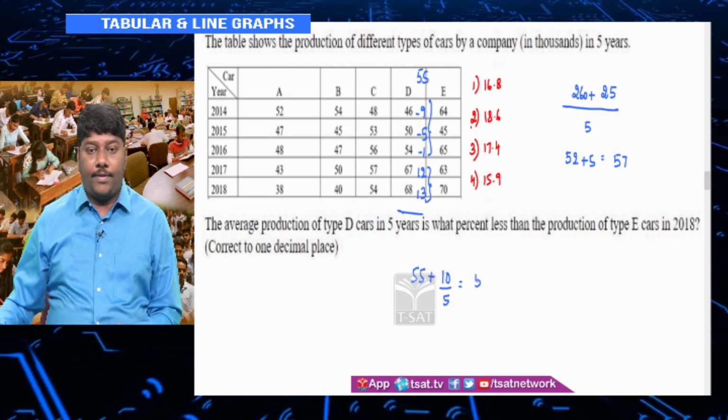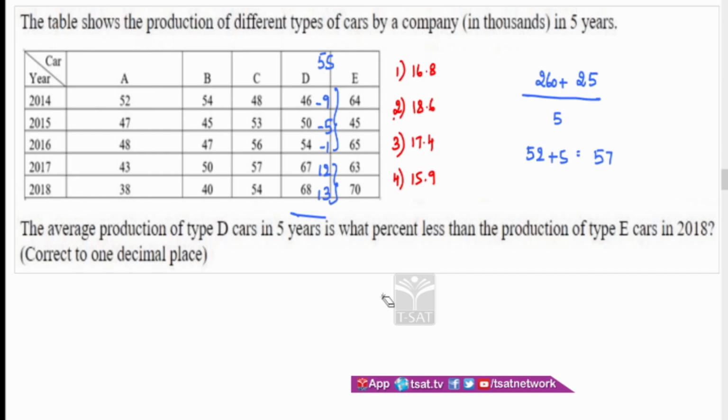It is 57. It's asking you the average production of type D in all 5 years is what percent less than the production of type E in 2018. E in 2018 is actually 70.